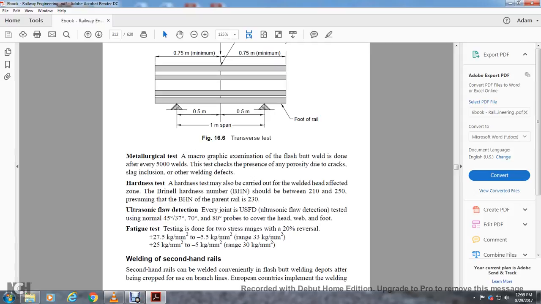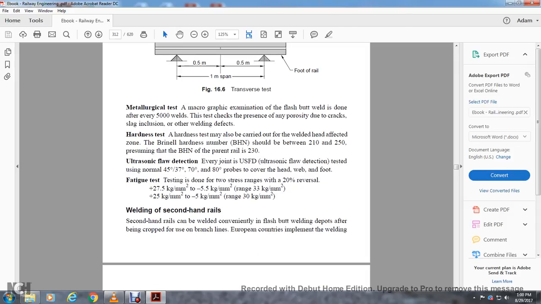Ultrasonic flaw detection. Every joint is tested by ultrasonic flaw detection using normal, 45, 37 degree, 70 degree and 80 degree probes to cover the head, the web and the foot. Fatigue test is done in two stress ranges of 20% reversal: plus 27.5 kilograms per millimeter squared to minus 5.5 kilograms per millimeter squared, range of 33 kilograms per millimeter squared; and plus 25 kilograms per millimeter squared to minus 5 kilograms per millimeter squared, range 30 kilograms per millimeter squared.